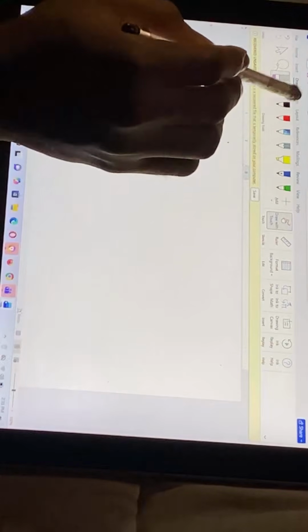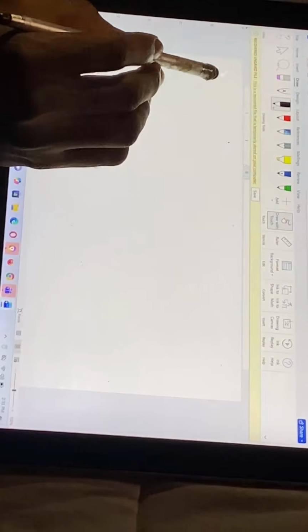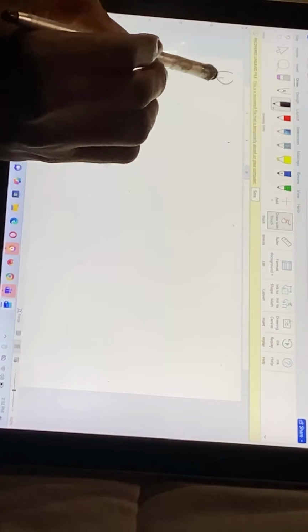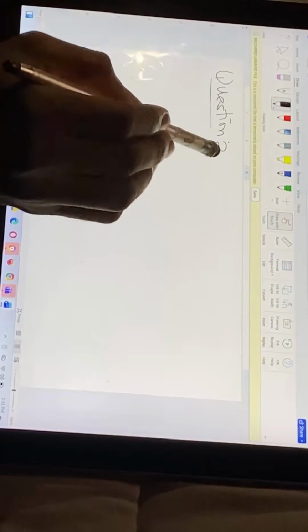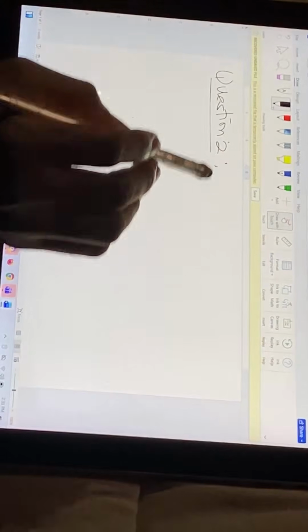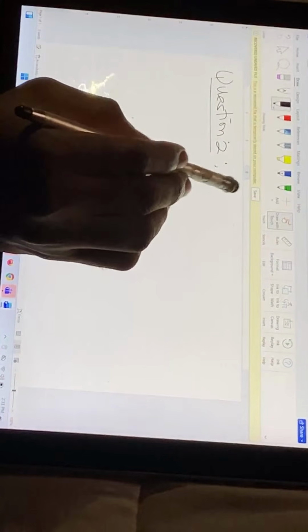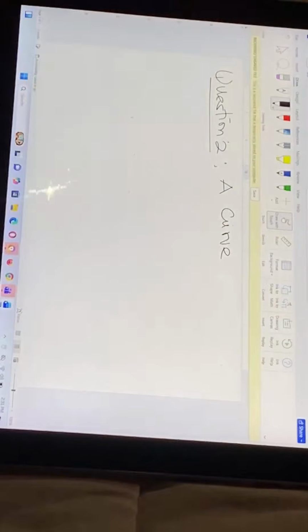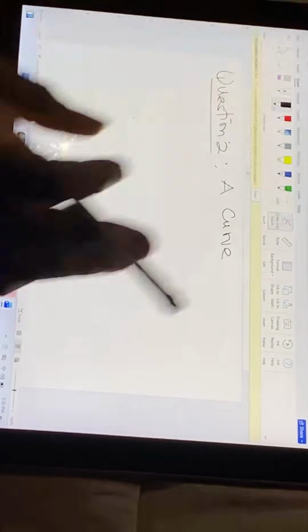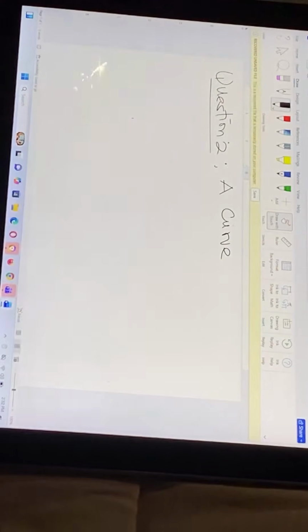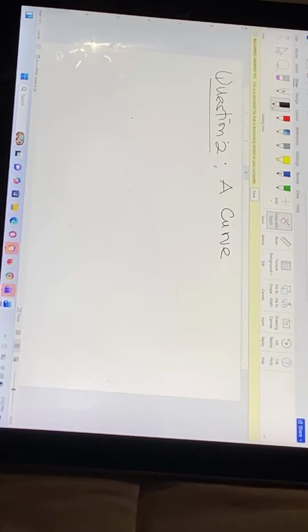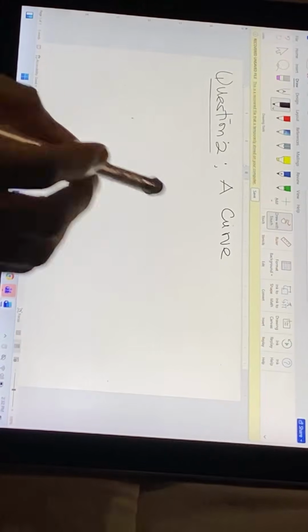Okay, class, question 2. A curve. Remember, when you're applying differentiation, it means that you already know differentiation. And I know I have sent a lot of videos on differentiation. So you just have to click the subscribe button to get most of the videos on differentiation, if you don't know much about differentiation.